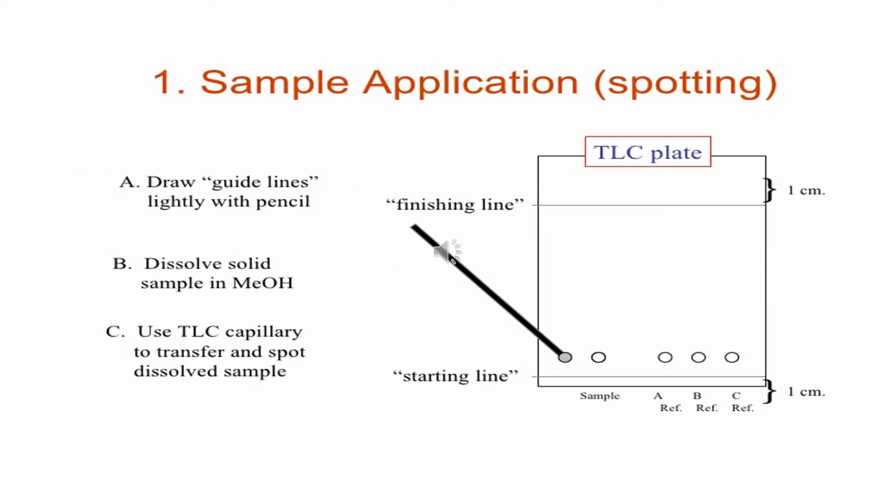Spotting on a TLC plate. Here is a TLC plate having silica gel, and draw a guideline lightly with a pencil 1 centimeter above the bottom of the surface. Then dissolve the solid sample in methanol and use a TLC capillary to transfer and spot the dissolved sample. So there is a starting line and there is a finishing line. The finishing line is also called the solvent front.